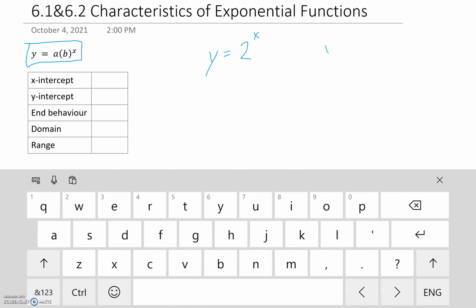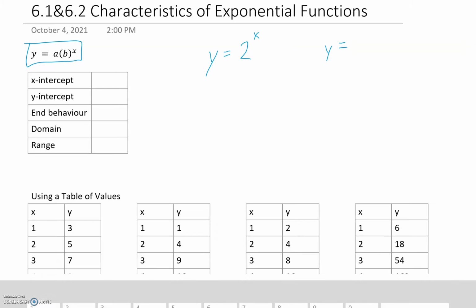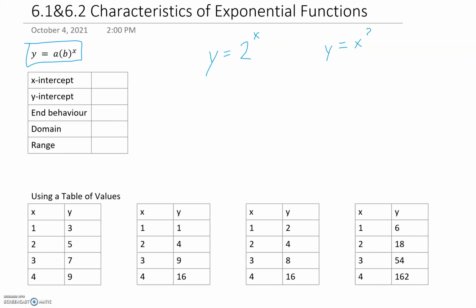In a polynomial function, we always see x as the base, and we have the exponent as the number. But now we're seeing the reverse of that. And it changes our functions, our equations, our graphs quite a bit. So y equals 2^x is an example of an exponential function.